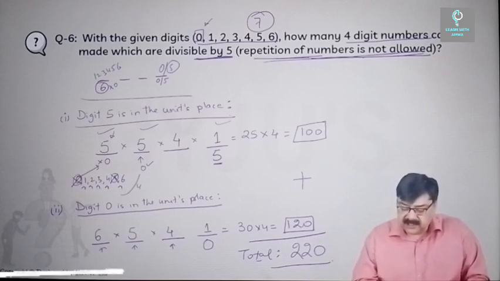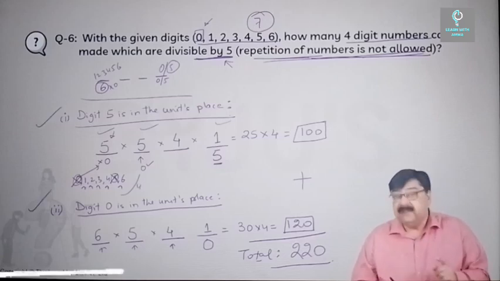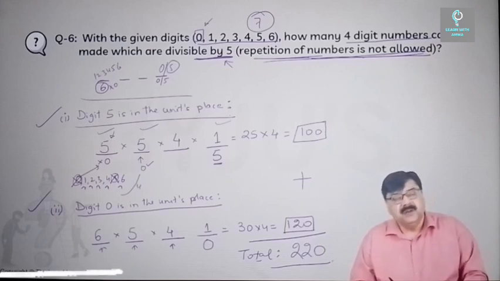So in such kind of question wherein divisibility is in question and 0 is given and divisibility by 5 is necessary, in such a case you should do separate calculation, one for digit 5 in the units place and once for digit 0 in the units place.